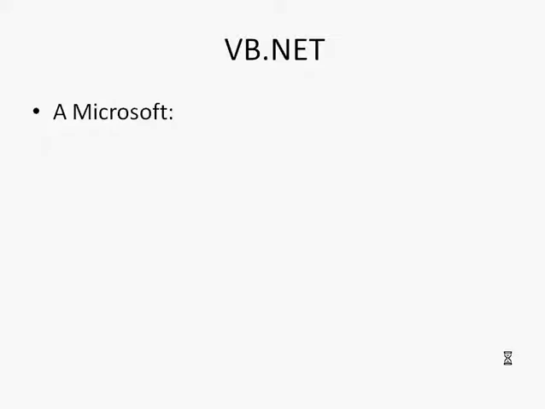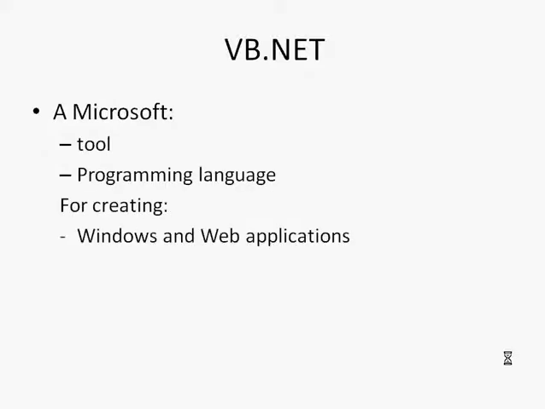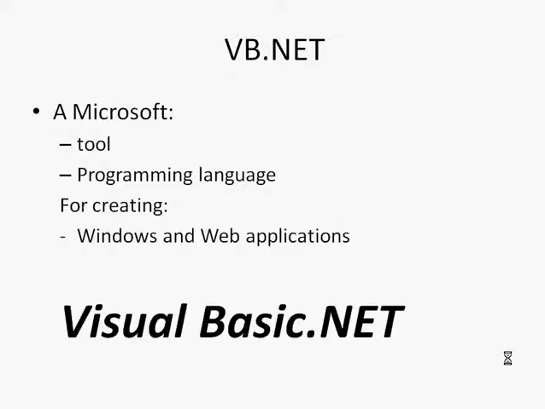VB.NET is a Microsoft tool and programming language for creating Windows and web-based applications. VB.NET is short for Visual Basic.NET. It is in the Visual Basic family of programming languages, which has built up through the years from Visual Basic all the way up to Visual Basic 6 and then onto Visual Basic.NET. VB.NET is very different from VB6, so we'll start to have a look at it now.